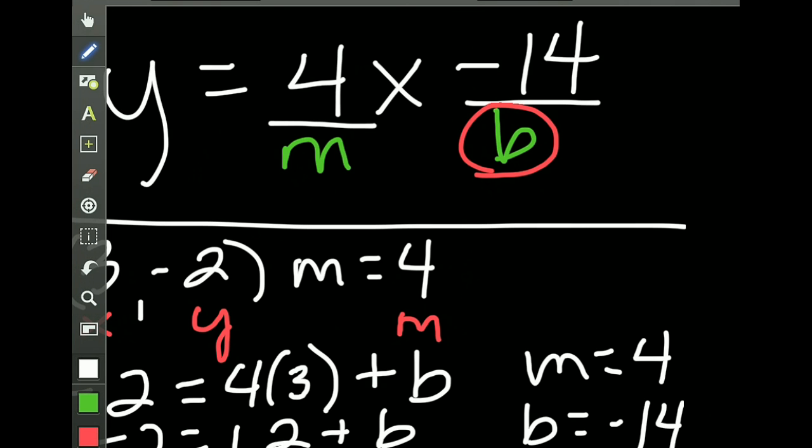Exactly the same points, exactly the same problem, the same point, the same slope. And we're going to see, if we use point slope form, if we end up with the same answer, which we should, right? It should be the same line.